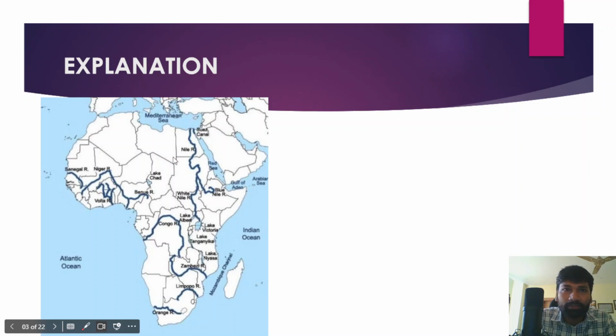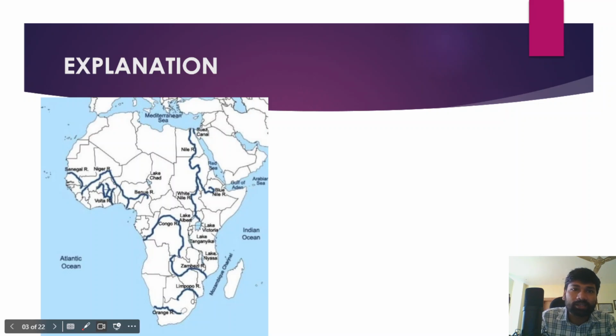Now if you look at other important rivers of the African continent, the Senegal River drains into the Atlantic Ocean, and the Niger River also drains into the Atlantic Ocean on the western coast of Africa. Another important river is the Congo River, which also drains into the Atlantic Ocean. There are several smaller rivers, for example the Orange River, which also drains into the Atlantic Ocean. The Limpopo, on the other hand, drains into the Indian Ocean on the eastern coast, followed by the Zambezi River. So the Limpopo and Zambezi rivers drain into the Indian Ocean, while the Orange, Niger, Congo and Senegal rivers drain into the Atlantic Ocean on the western coast.